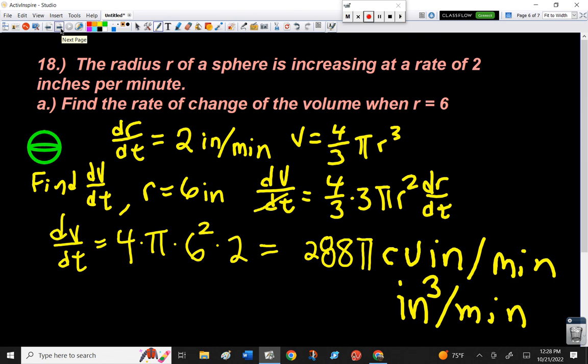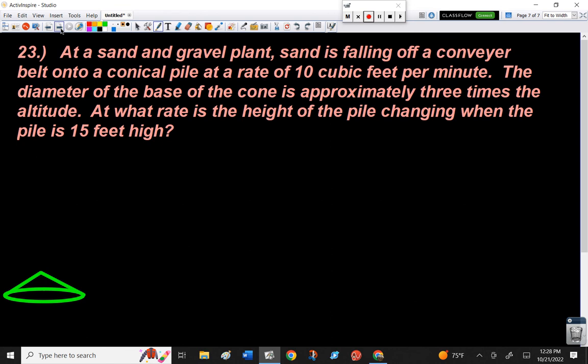They're really not. Here's one that's going to be a little bit more challenging. At a sand and gravel plant, sand is falling off the conveyor belt onto a conical pile at a rate of 10 cubic feet per minute. The diameter of the base of the cone is approximately 3 times the altitude. At what rate is the height of the pile changing when the pile is 15 feet high? It's like, well, what are they giving us?